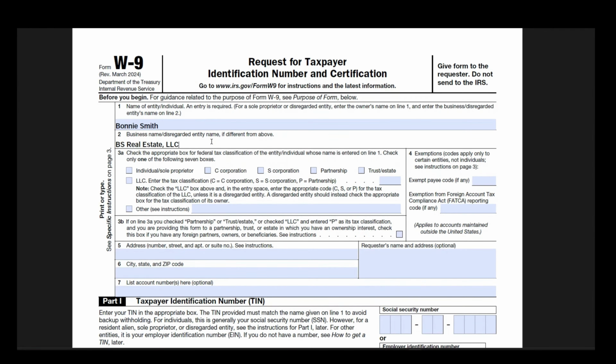If you operate your real estate business as a C Corp, S Corp, partnership, or trust, and you are taxed as a different name, or the business operates under a different name than the entity was created as, you're going to include that business name here on line two.